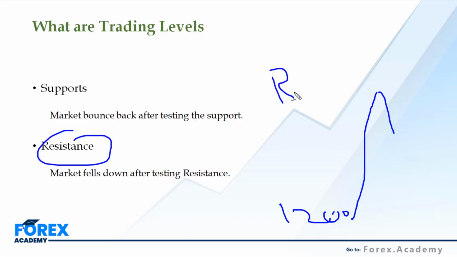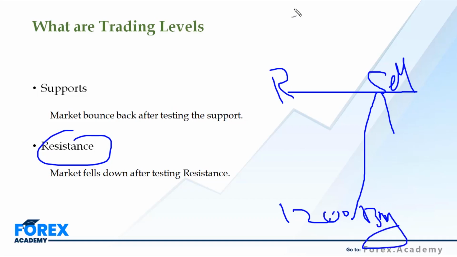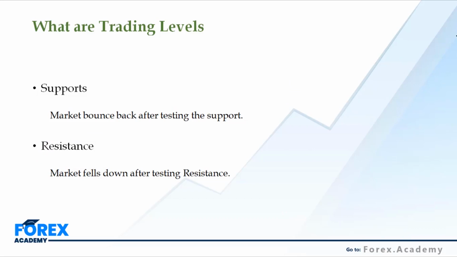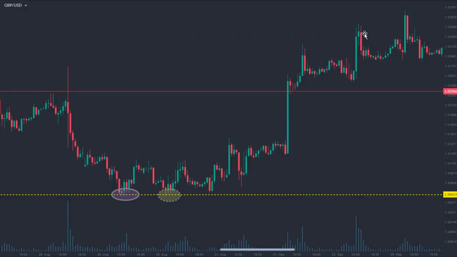It means that on the resistance level, either you can take a sell position or you can close your buy position. So that is how the support and resistance level works. And now let's take a look at our chart to have a graphical representation of them.